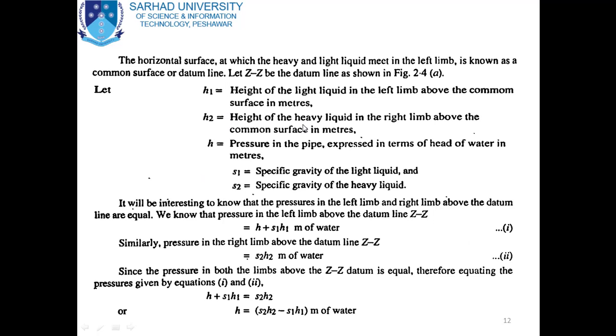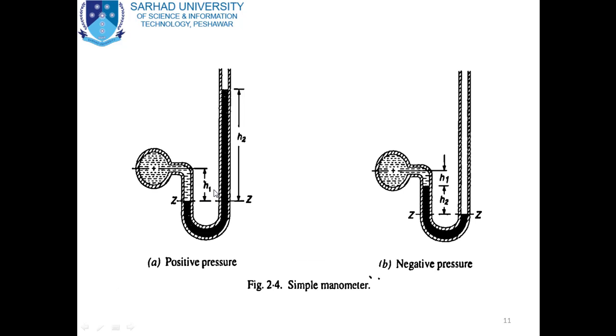H2 is equal to the height of the heavy liquid in the right limb above the common surface in meters. This is H2, the height of the heavy liquid, which in this case is mercury. So H2 is the height above the common surface or datum line, and it is the height of the heavy liquid.